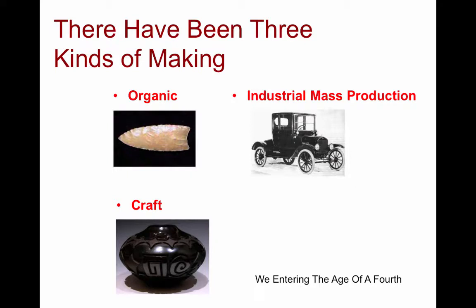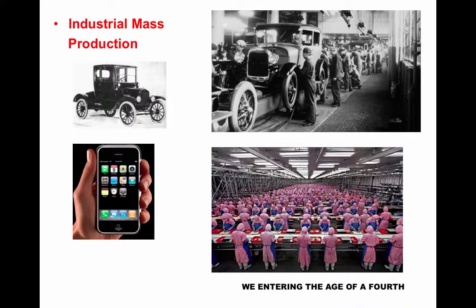Again, this is very abbreviated. There have been 3 ways of making. When we think about Paleolithic, everything we made, we used our body. With the Neolithic, we get craft, where we can chemically change things, like baking clay. And then the industrial mass production we associate with Henry Ford. And we're still doing that today.